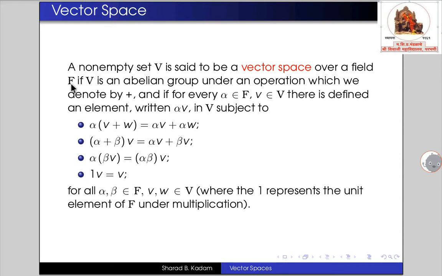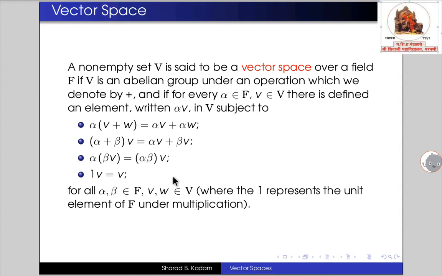So here F is a field, V is a vector space. This alpha, beta are the elements in the field F, so they are called scalars. V is a vector space and the elements in the vector space V are called vectors. So hereafter alpha and beta are called scalars, v, w are called vectors. This definition is given in the book.